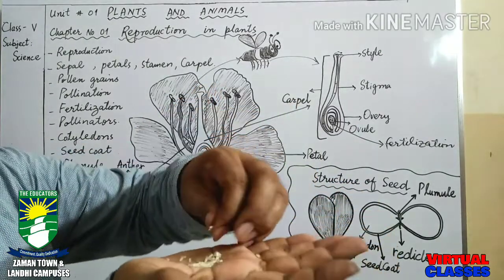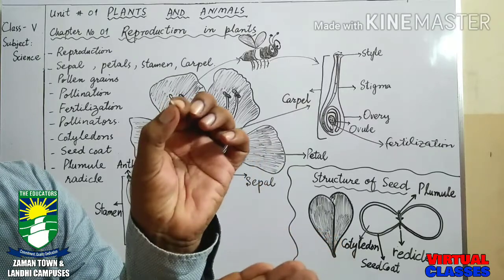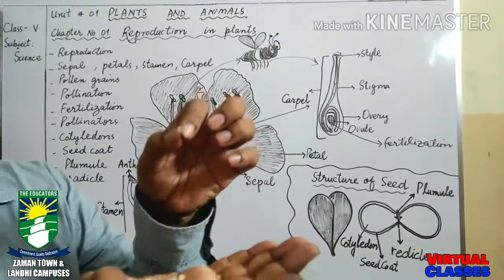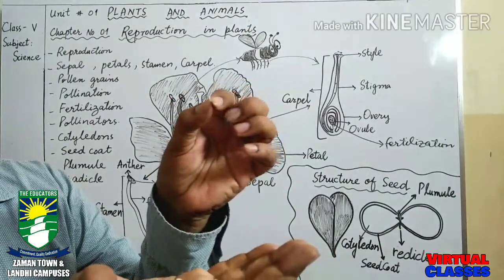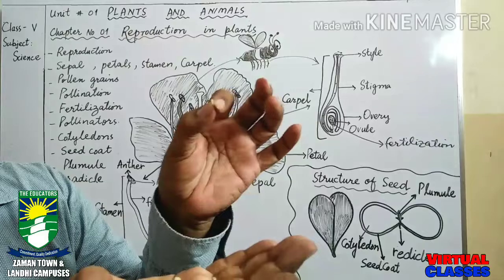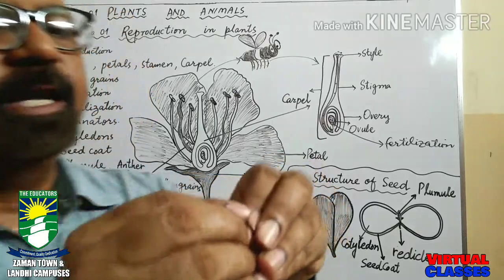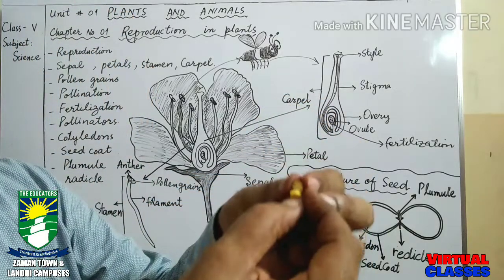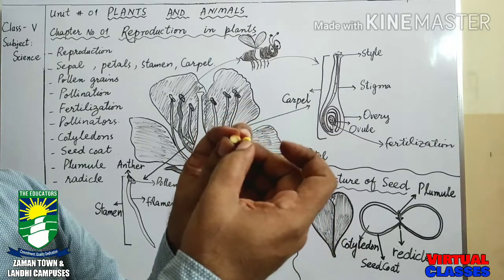See, these are rice. These are rice, but they have only one part. The seed coat is already removed and it has only one part. This is called monocot, and this is gram. This is gram, and it is divided into two halves. So this is called dicots.